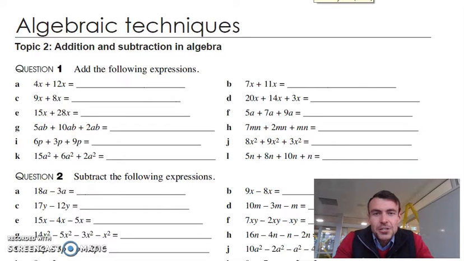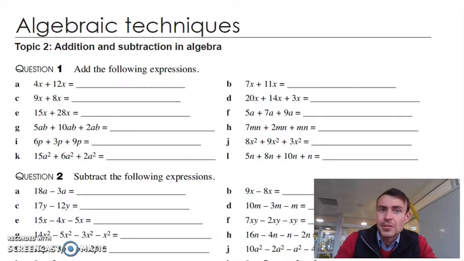Topic 2, addition and subtraction of algebra. In this one we're going to be looking at like terms and what that means, but also what we do with them. And it's actually kind of easy. Well, I hope so. I hope my explanation makes sense.